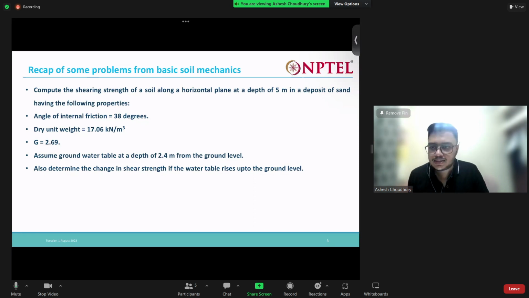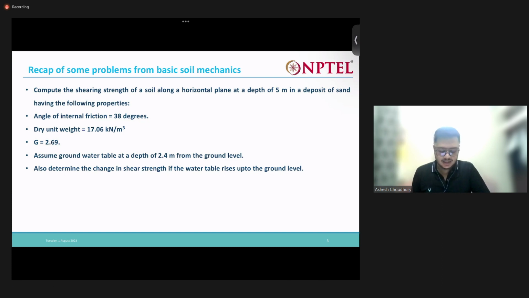Let us start by solving some problems from basic soil mechanics. The first problem is we have to compute the shearing strength of a soil along a horizontal plane at a depth of 5 meter in a deposit of sand having the following properties. The angle of internal friction is given, dry unit weight is given, the G value is given, G is nothing but the specific gravity, right? And it's also said to assume groundwater table at a depth of 2.4 meter from the ground. This is the first case.